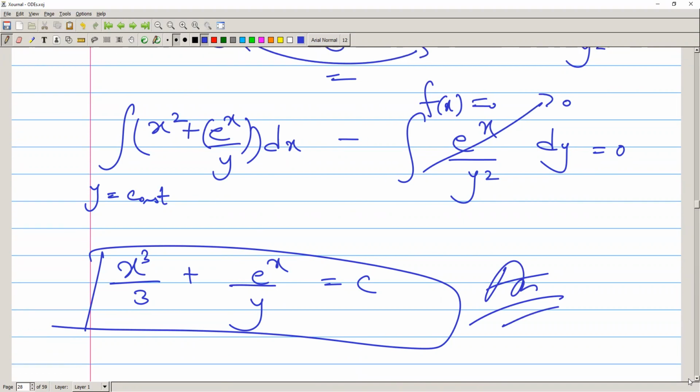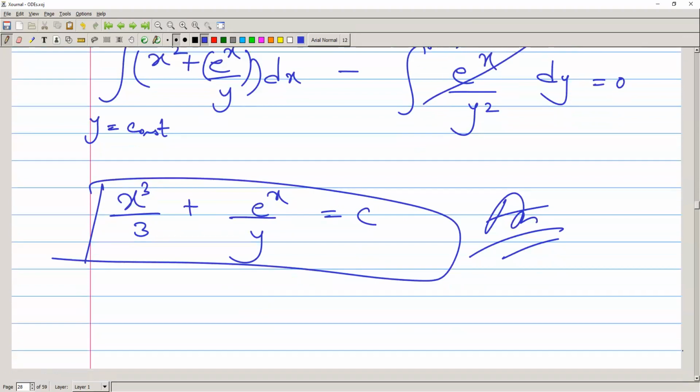And you can take some more problems of these types, and in the next lesson we will discuss case number 3, and then after that we will discuss case 4 for the non-exact equations. So that's all for the time being.